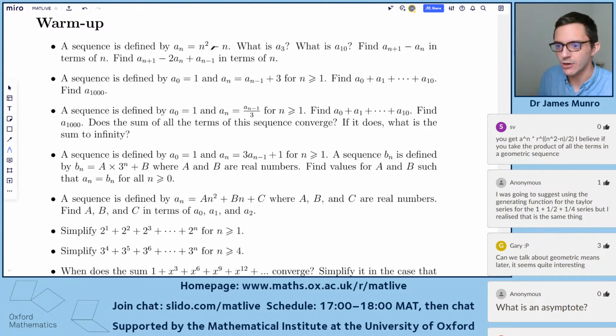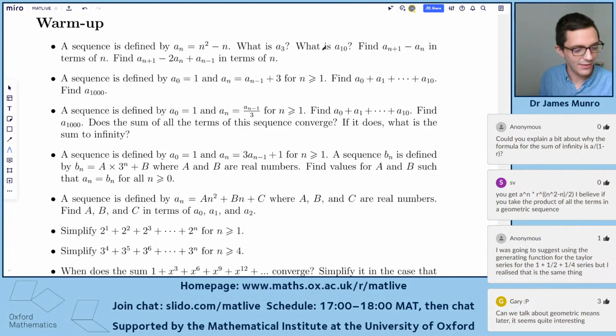I've got some examples of, I'm going to skip some of these for time, I think. Working out what the first few terms of a sequence are. So here I'm asking for A3 with this formula and A10 with this formula. Yeah, people want the formula.